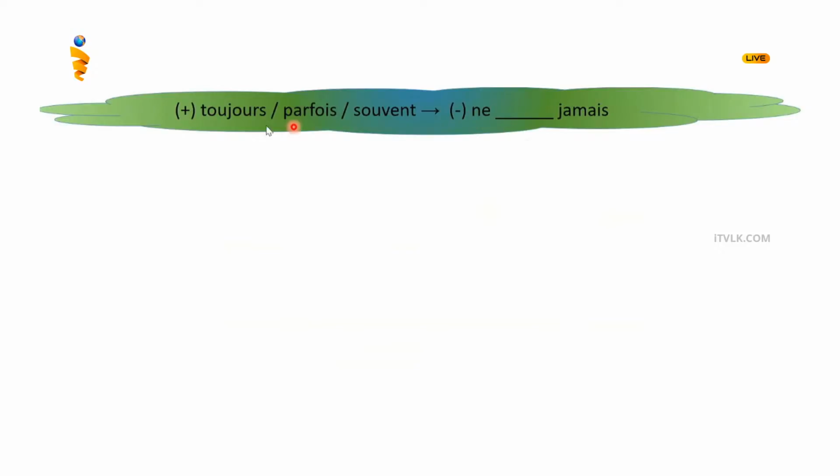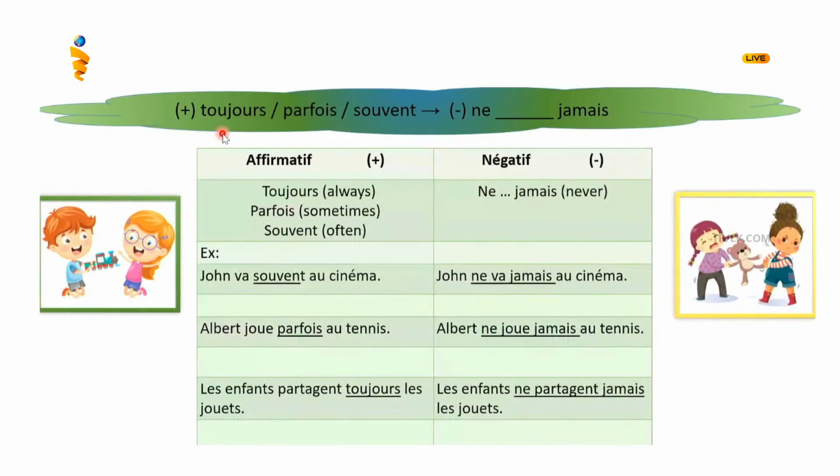For that, your positive sentence should be with toujours, parfois, souvent. Toujours means always, parfois, sometimes, souvent, often. So if you are having one of these adverbs in your sentence, the negation you can have is ne jamais, never. Okay, look at my example. John va souvent au cinéma. John often goes to the film hall.